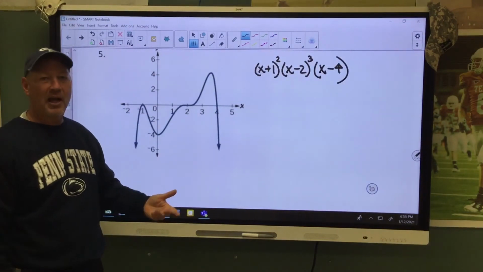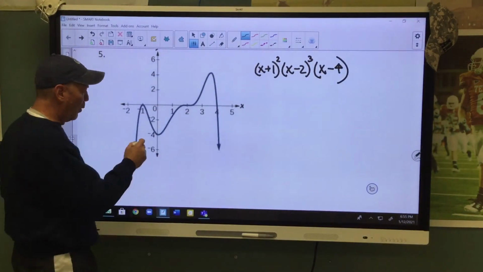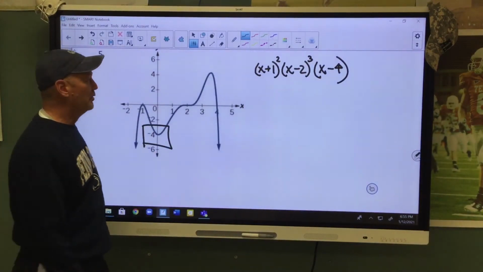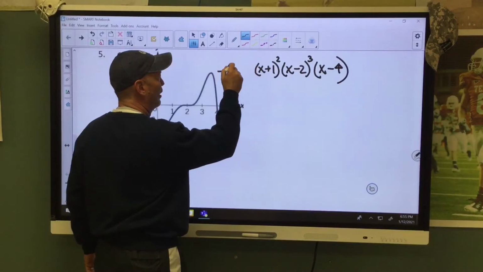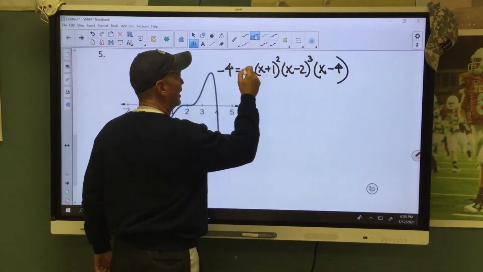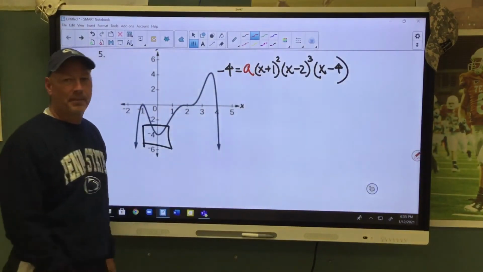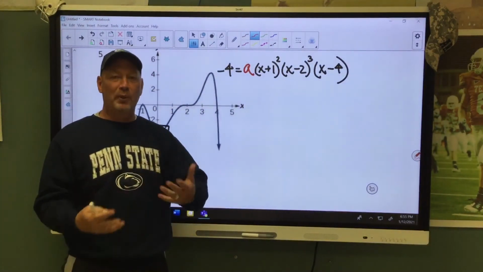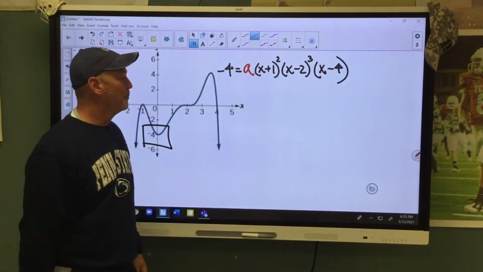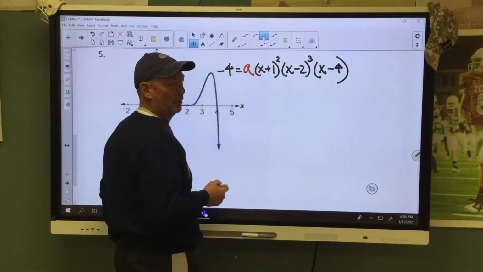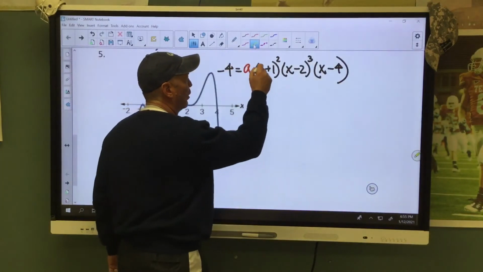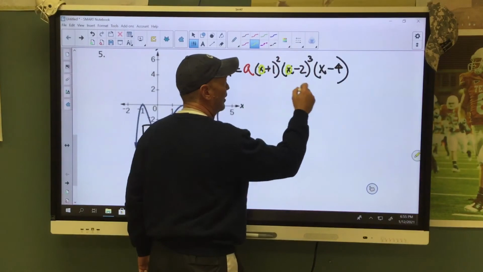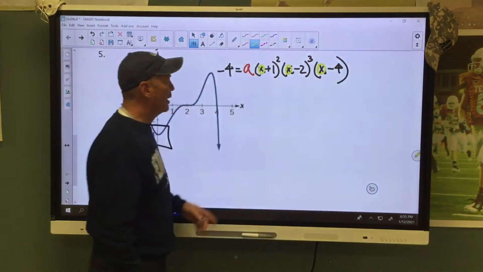My y-intercept now. I need to find my y-intercept. My y-intercept is a -4. So we're going to say -4 equals a. So now we need to determine our a value, and then we can write our final equation of the graph. We're going to substitute a 0 here, and a 0 here, and a 0 here.